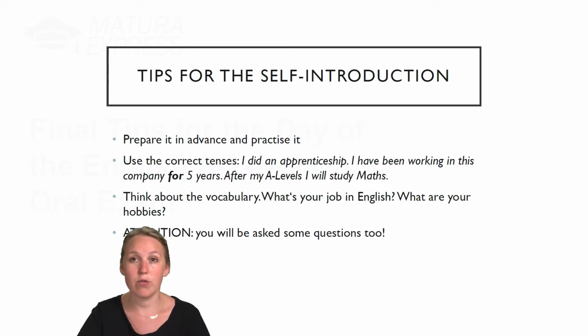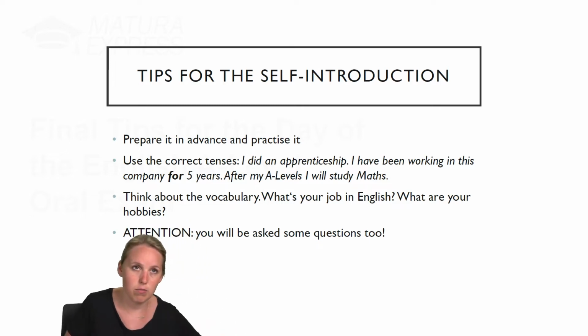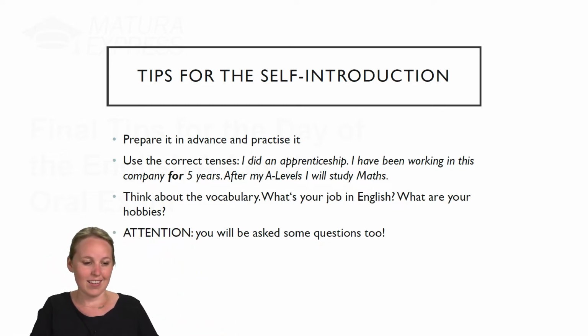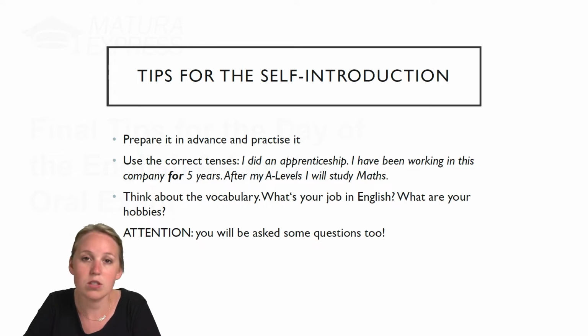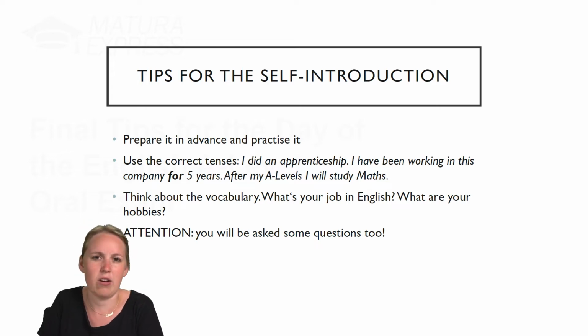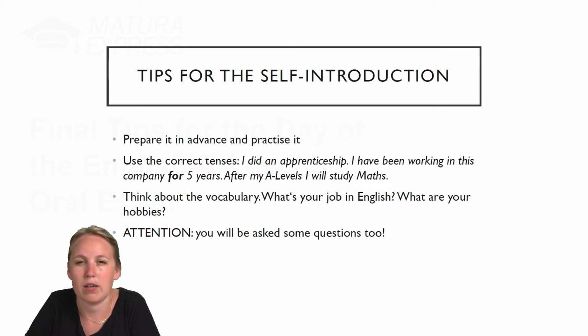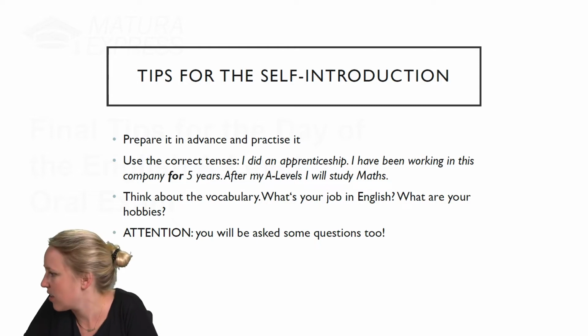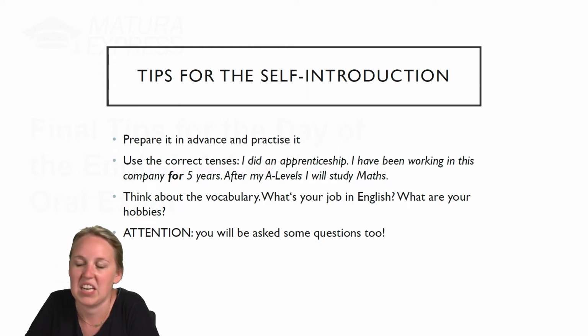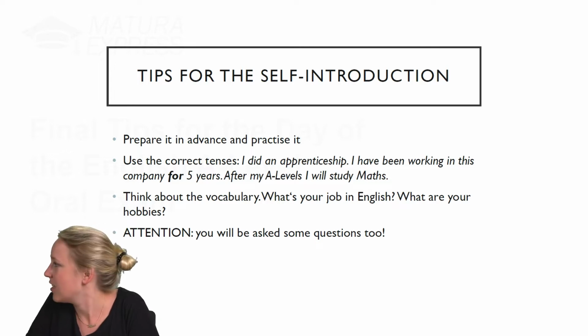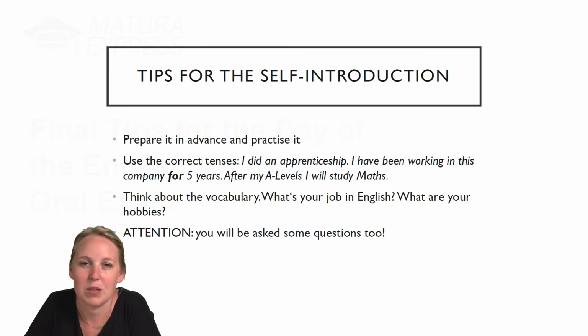Then also think about the vocabulary. What's your job in English? Because sometimes it's really hard. For example, Verkäufer, sales assistant. It's not seller. So think about the vocabulary, and of course, you can prepare it beforehand. And what are your hobbies? Skiing, that's pretty easy. What are some difficult hobbies to think about in English? Dancing, that's something we know. But yeah, think about the hobbies.